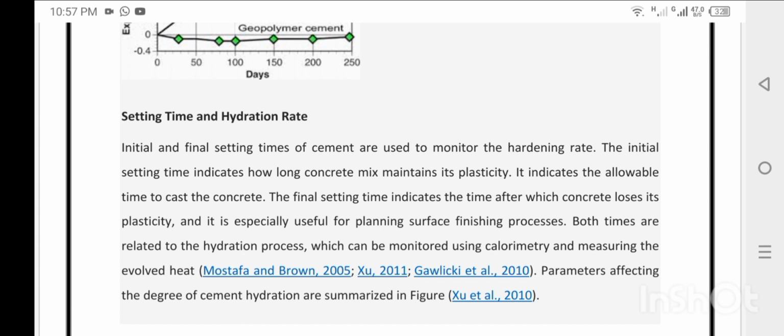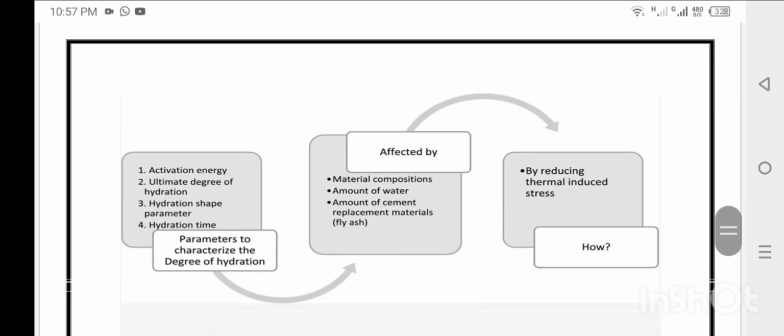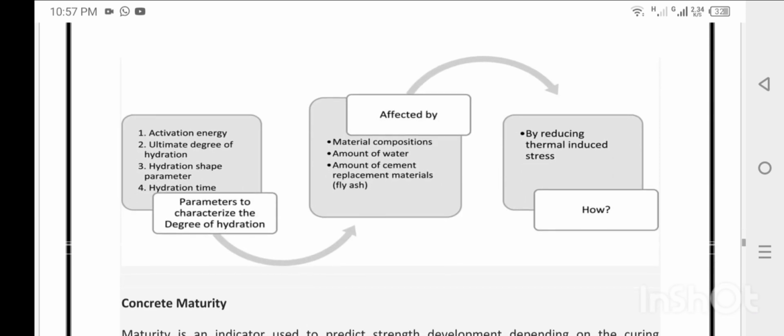Both times are related to the hydration process, which can be monitored using calorimeter and measuring the evolved heat. Parameters affecting the degree of cement hydration are summarized as follows. These are some parameters which characterize the degree of hydration and its effect.